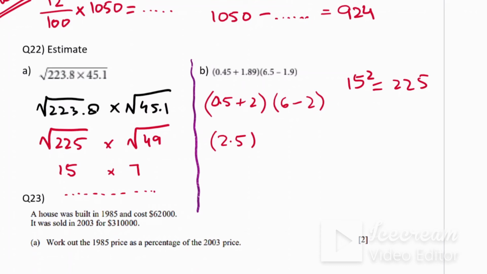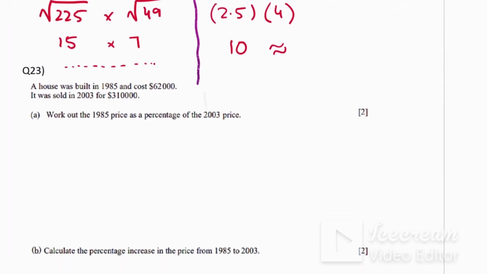So 6 minus 2, you will get 4. 4 times 2.5 is very easy because the double of 2.5 is 5, 2.5 two times is 5, and 4 times 2.5 is 10. So the approximate answer, we make this sign for approximation, is 10. When you simplify this part, you will find that the approximate answer will be near about 10. So like this you can solve estimate questions.